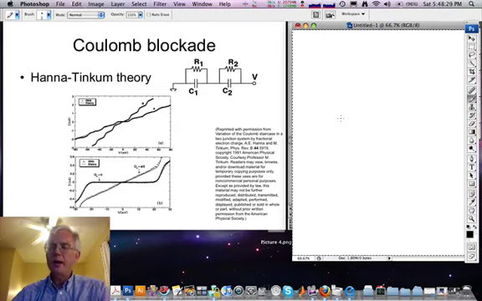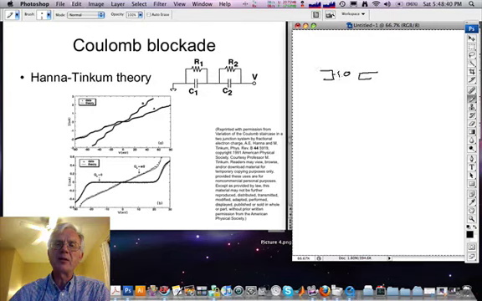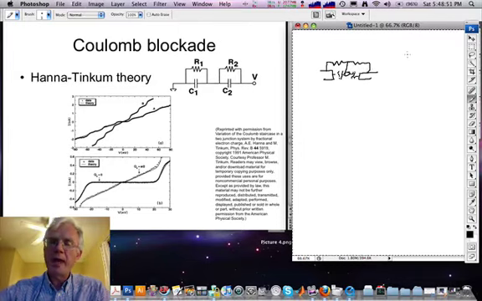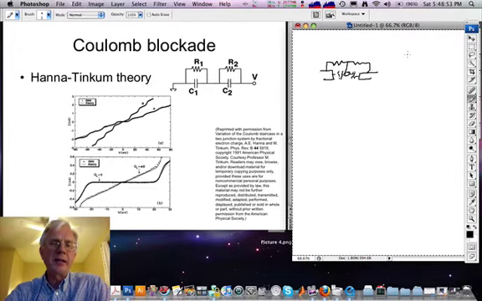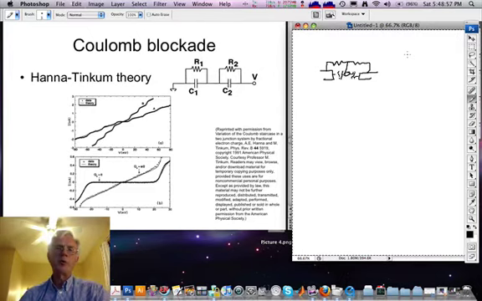The Coulomb blockade in real particles is actually a little more complicated. The reason for this is that our junction actually is not just a single isolated capacitance. There's a capacitance associated with the connection to the left electrode, the connection to the right electrode. There's a tunneling rate from the left electrode to the dot, and from the dot to the right electrode. Hanna and Tinkham have analyzed this in detail, and you see in these figures theoretical fits to tunneling through small particles measured in a scanning tunneling microscope.